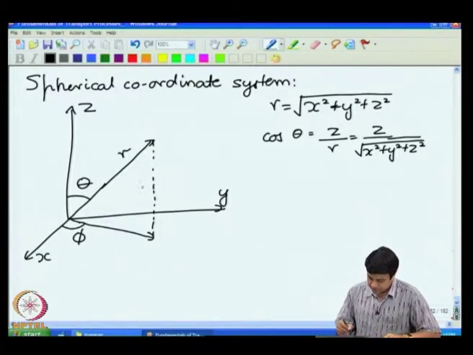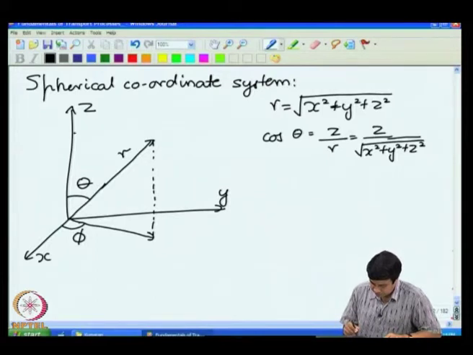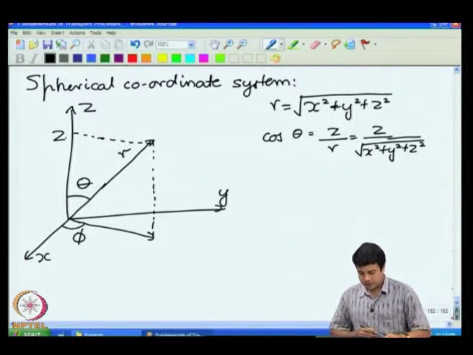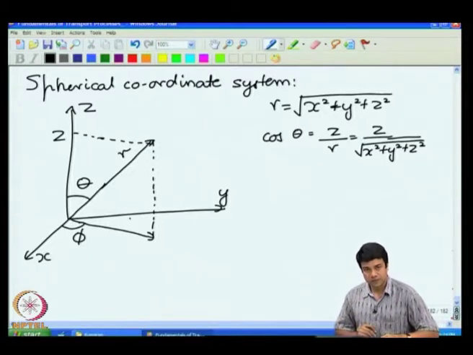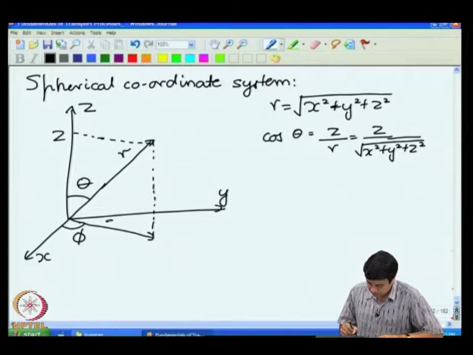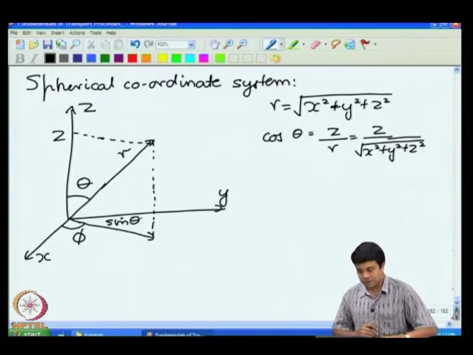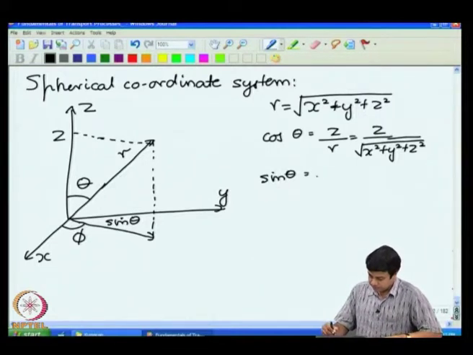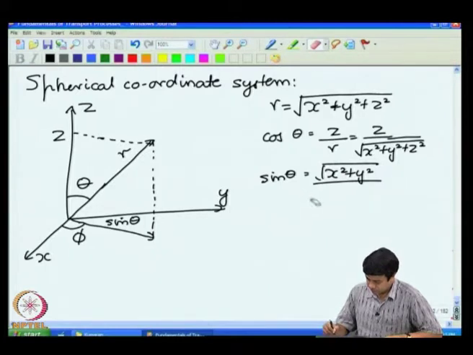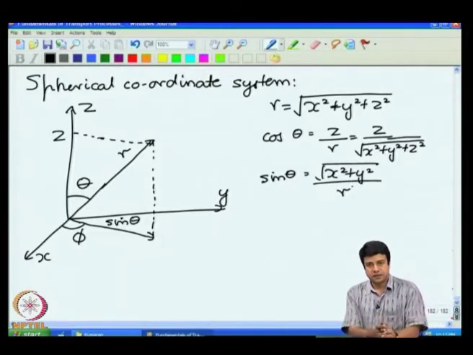Now, if the z coordinate is equal to r cos theta, that means that the projection onto the xy plane of this vector has to be equal to r sin theta. The projection on the xy plane means that sin theta is equal to the square root of x square plus y square by r. So, that is sin theta.